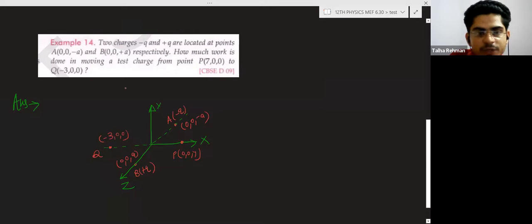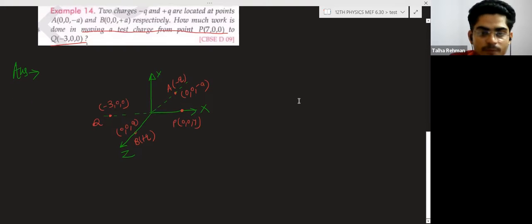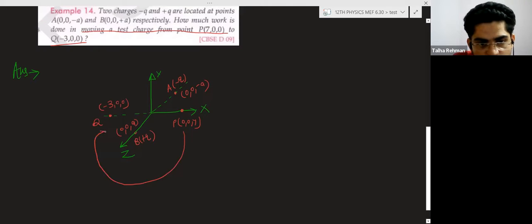Now what we are doing, we are moving a test charge from point P to Q. Means we are taking a charge to the point Q. Suppose we have taken a test charge. You notice test charge.